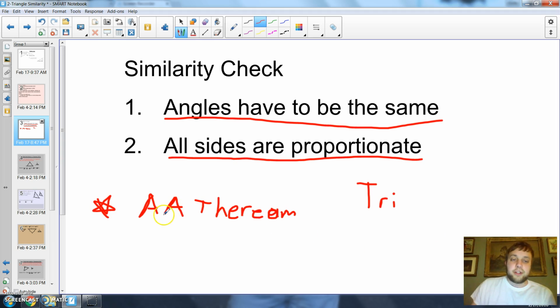So the AA theorem basically says, hey, if 2 angles match up, alright, I need that light on, otherwise they can't see my beauty. It's got to be, no, the other one. Yep, kitchen one. There we go.